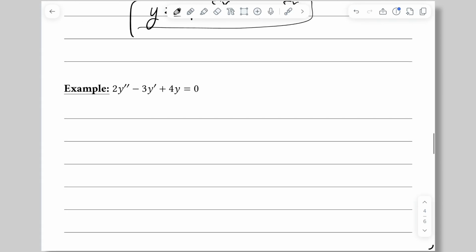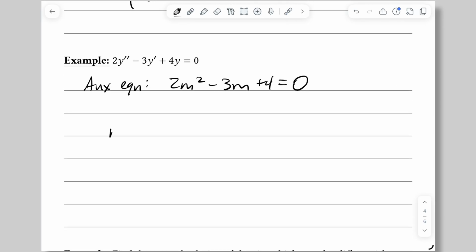Next example. 2y double prime minus 3y prime plus 4y is equal to 0. Our auxiliary equation is 2m squared minus 3m plus 4 equals 0. Can we factor this? 2 times 4 is 8. Factors of 8 do not add up to 3. I'm going to say no. So we're going to use the quadratic formula. As I said before, if you're a little rusty on the quadratic formula, make sure you work on it a bit, because it might show up a couple of times, and I've seen people flub it at this point, and that's not something we need to flub.